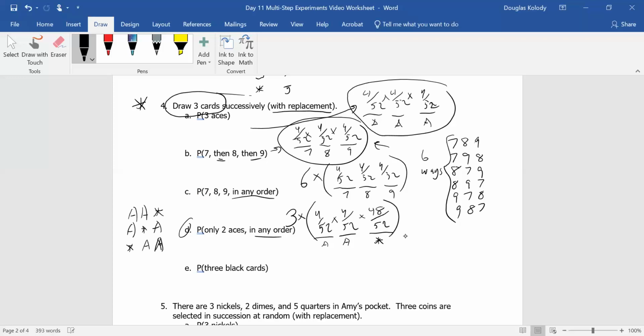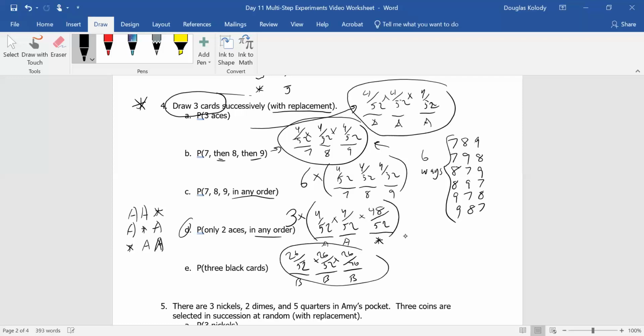Last but not least, 3 black cards. That's just spades or clubs, and it doesn't distinguish, so it's just a black card, black card, black card. That's half the deck. So 26 out of 52 times 26 out of 52, and then last, times 26 out of 52.